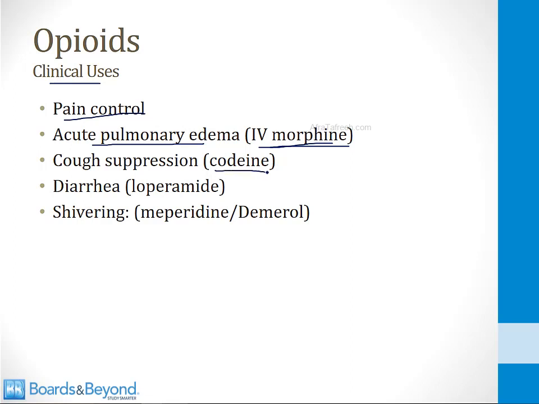Codeine, as I told you before, is often used as a cough suppressant. Loperamide activates opioid receptors in the GI tract, and it can be used to treat diarrhea. And then finally, patients who are shivering, especially from an infection or side effects of some antibody chemotherapy agents, are often given meperidine, which is called Demerol. And remember what I told you before, opioids cause skin flushing and warmth, and it often makes the shivering better.